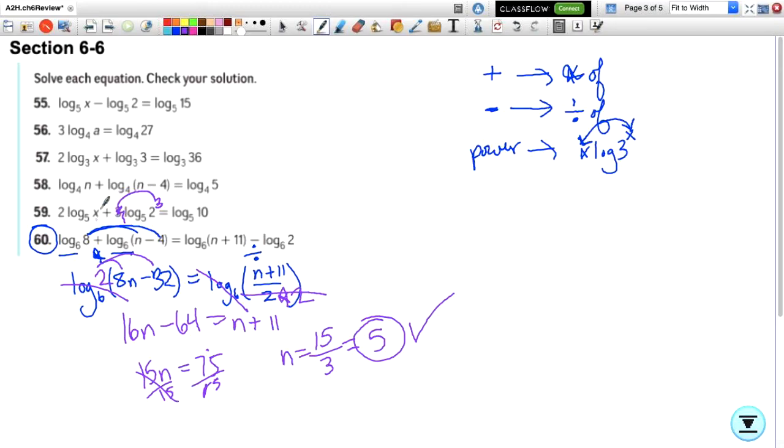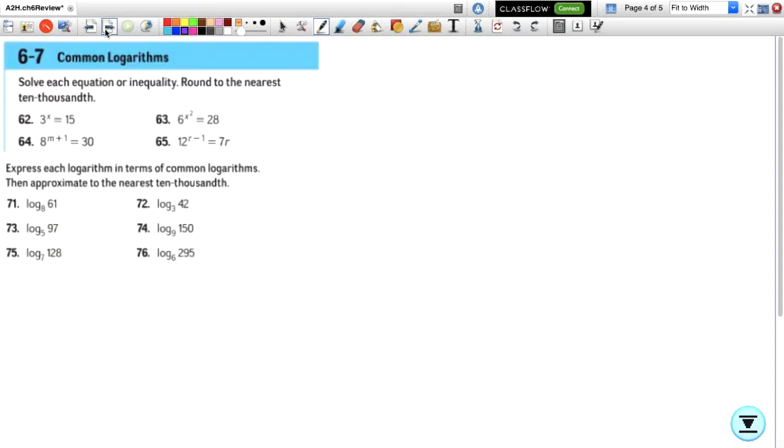It's going to have to stay x squared. You need to do your powers before you do any addition or subtraction. Just a heads up, hopefully you knew that already. Let's keep going. We're like lightning today.